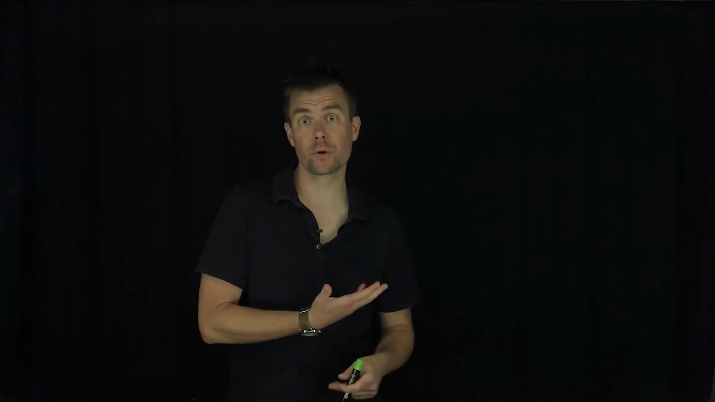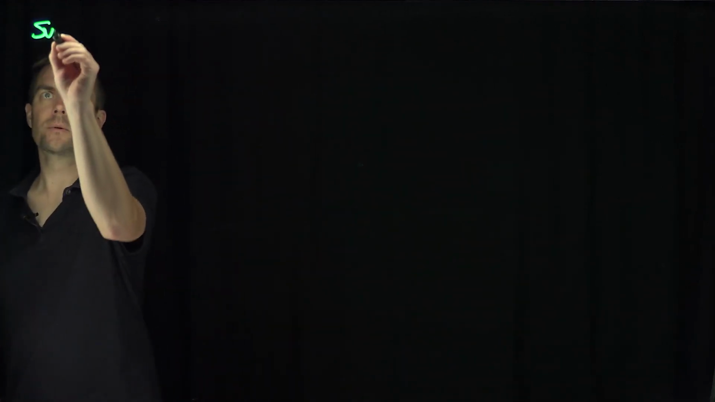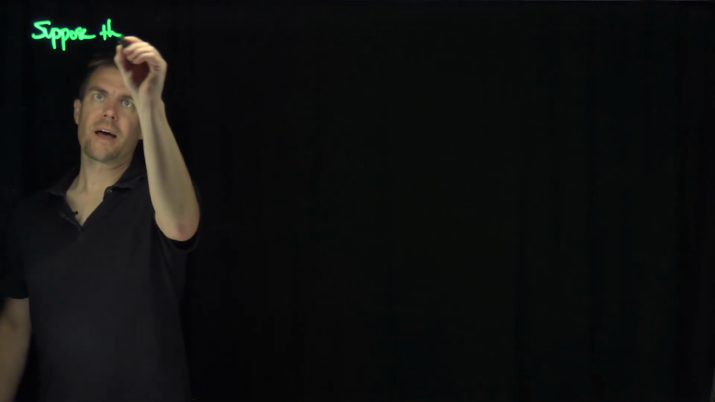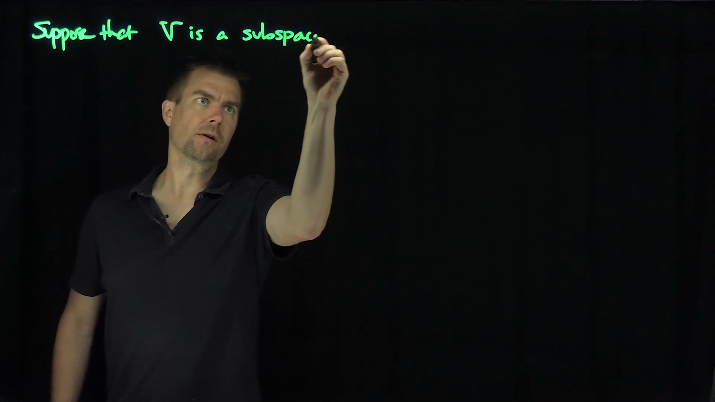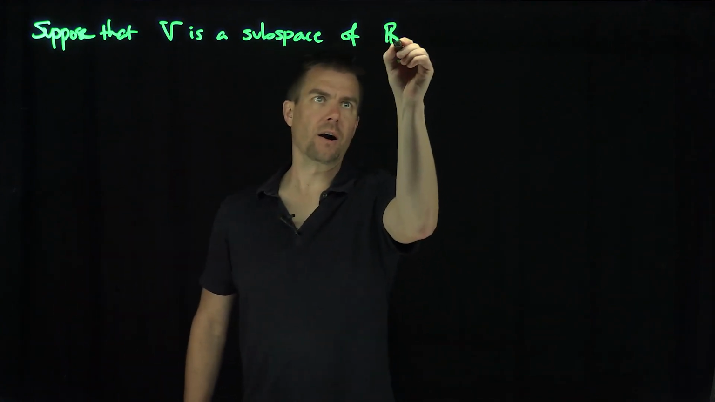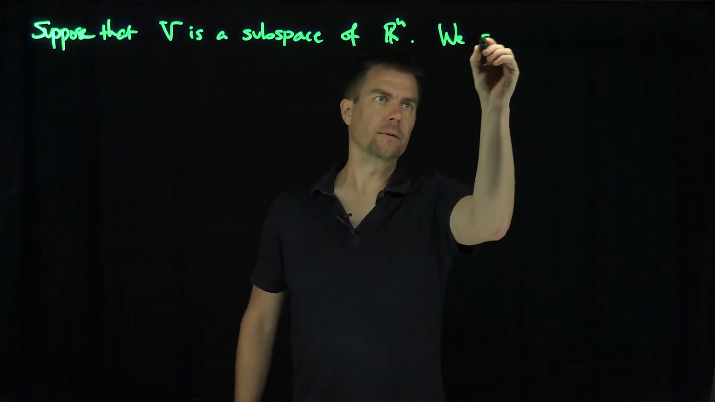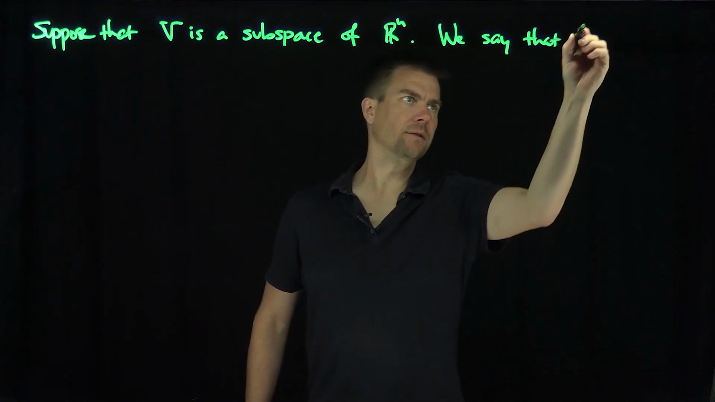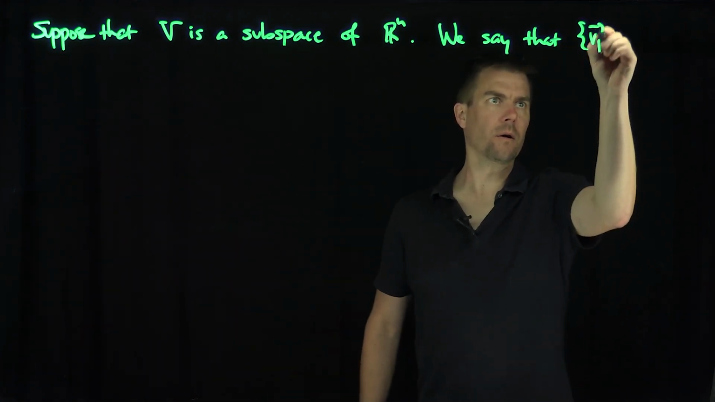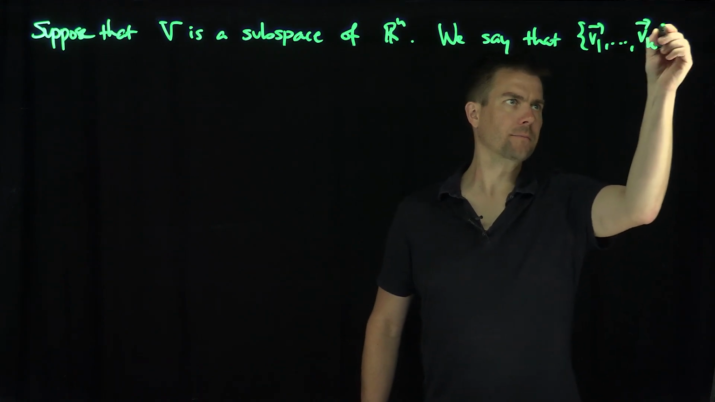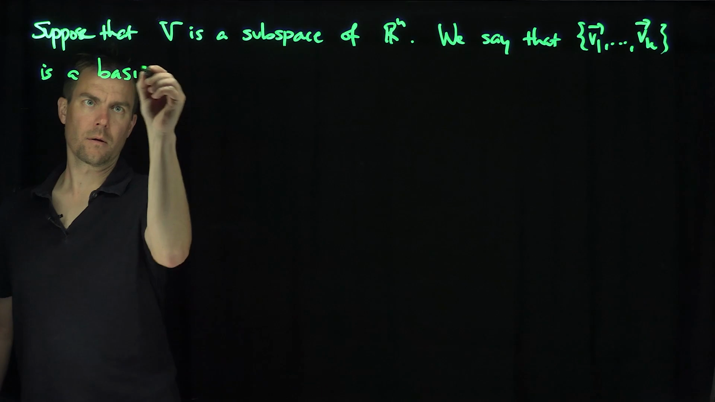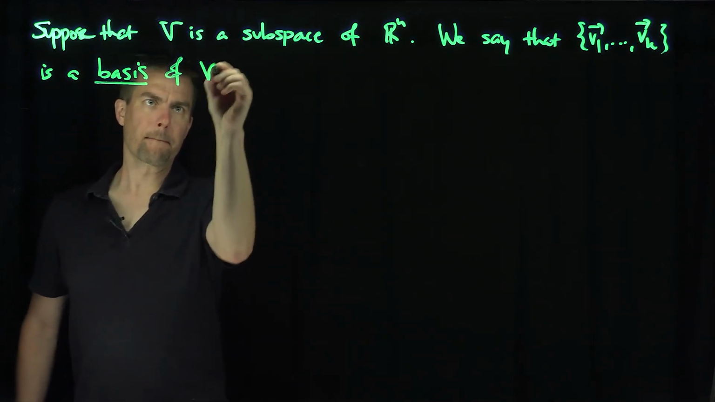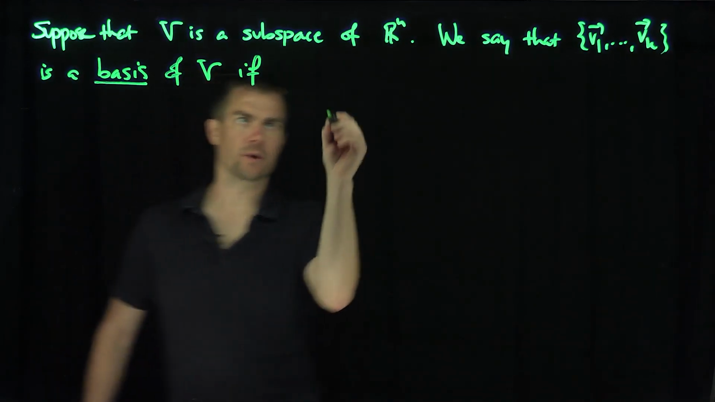Hello students, in this video we'll discuss the idea of a basis of a subspace of Euclidean space. Let's suppose that V is a subspace of some Euclidean space Rn. We say that V1 through Vk is a basis of V if two conditions are true.